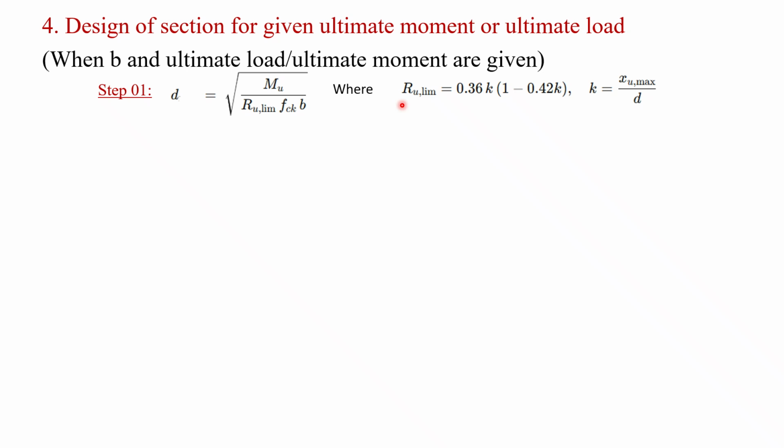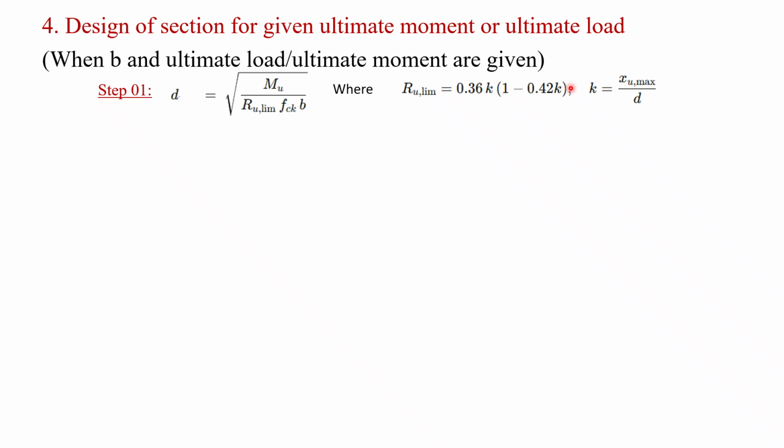To calculate the depth, we will be assuming that the section is balanced. So the equation here is d equals square root of Mu over Ru limit fck b, where Ru limit is nothing but 0.36 k into (1 minus 0.42 k), where k is nothing but xu max over d, which can be obtained similar to what we discussed previously, xu max over d for different grades of steel.